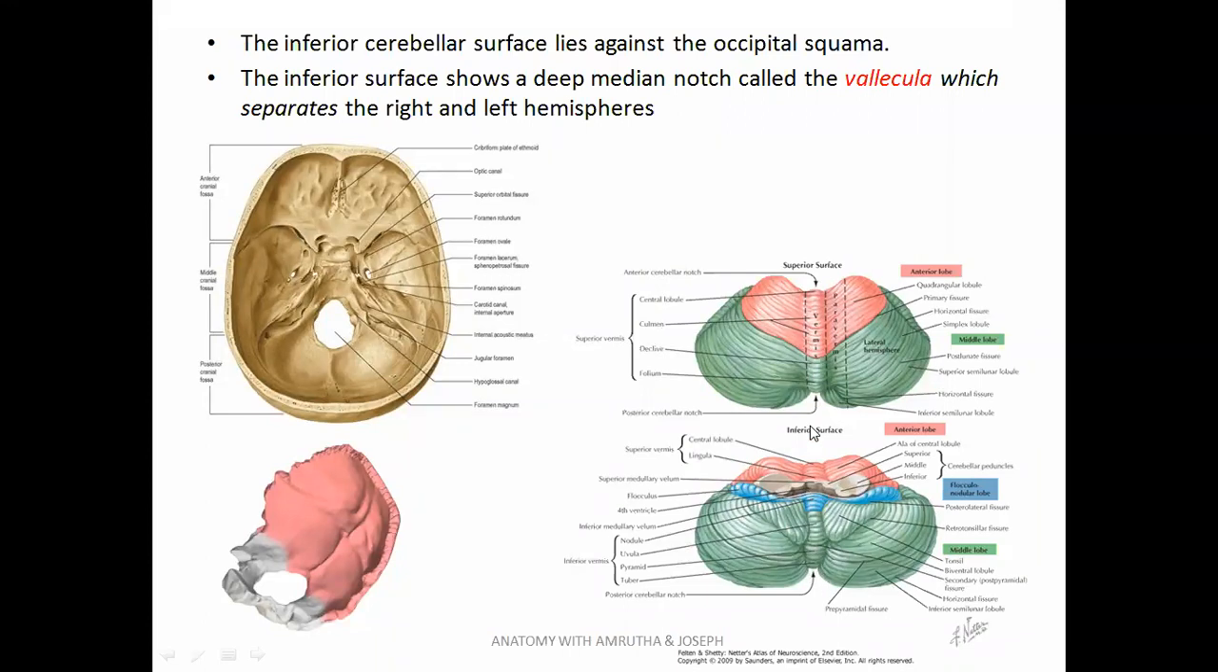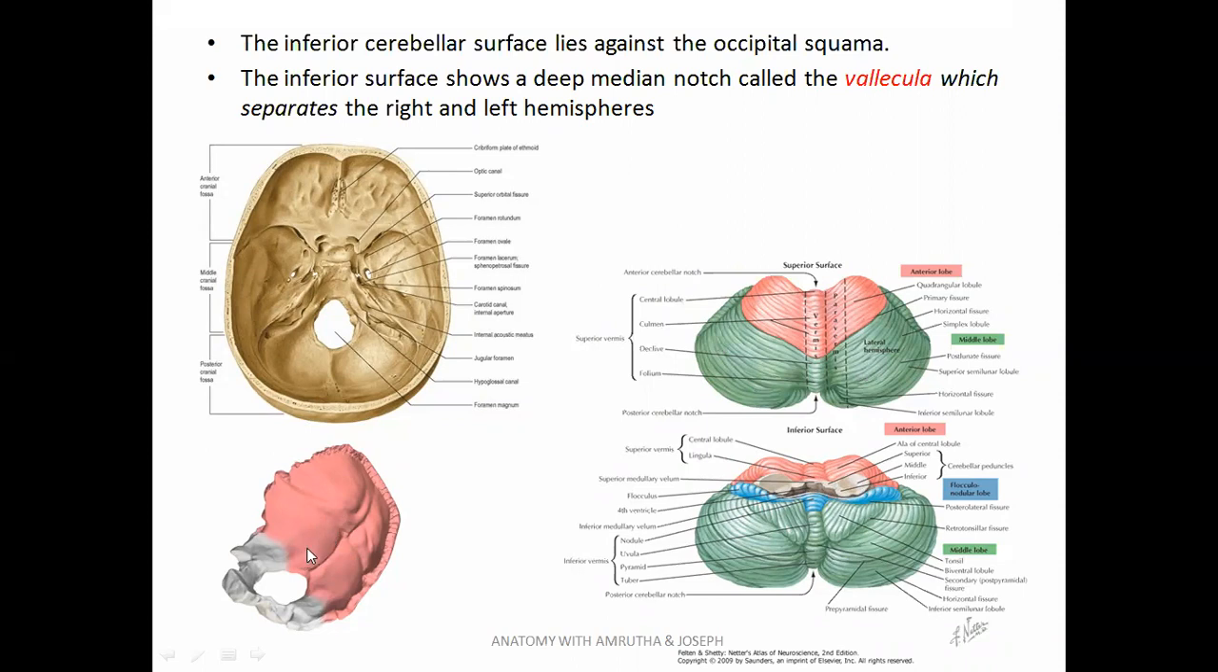Okay, this diagram is not showing it properly, but you can imagine that between the two cerebellar hemispheres inferiorly, there is a vallecula, a deep depression, which separates the right and left hemispheres. So this is the notch between the right and left cerebellum, that's called the vallecula. So this is how it is related.